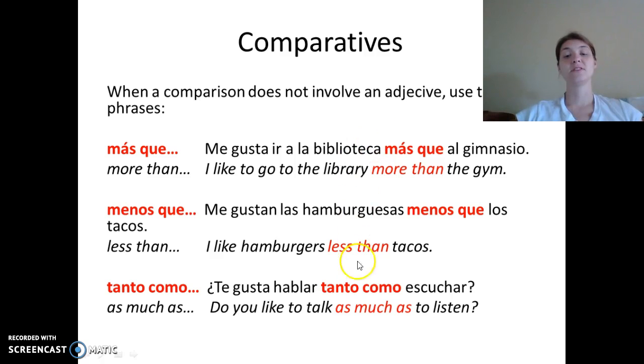Note that in each of these sentences you're still comparing two things, the library and the gym. You're not comparing with an adjective, so you just use más que. In this one, we're comparing hamburgers with tacos. You're not using any adjectives, so just use menos que. And in this last one, we're comparing talking with listening. They're asking if you like to do that as much as the other, so just use tanto como. There's no adjective involved.